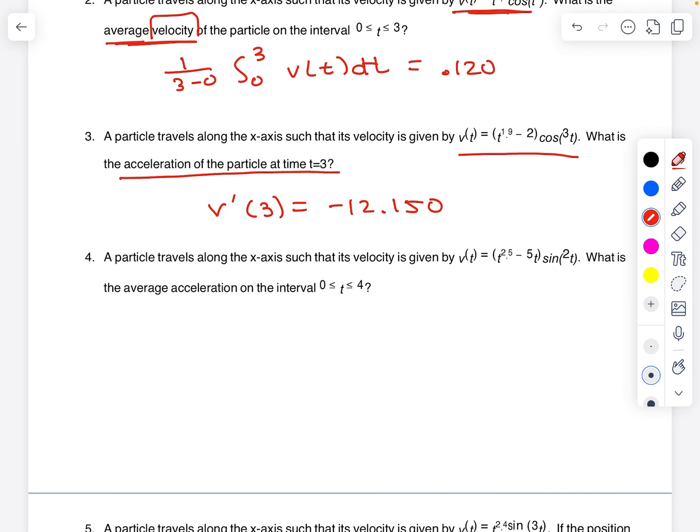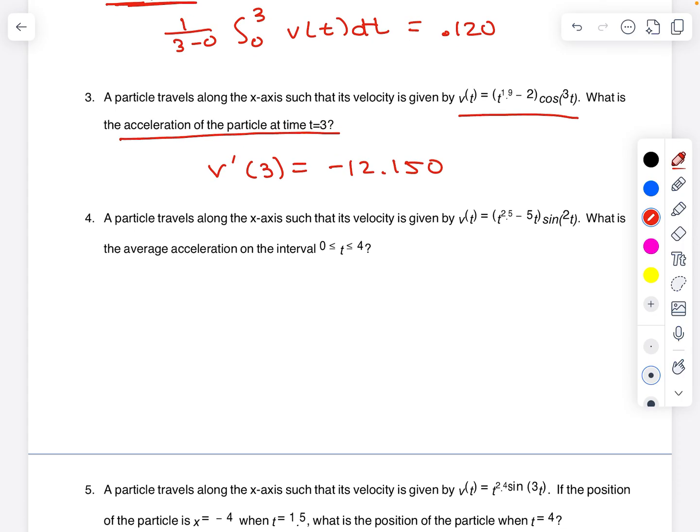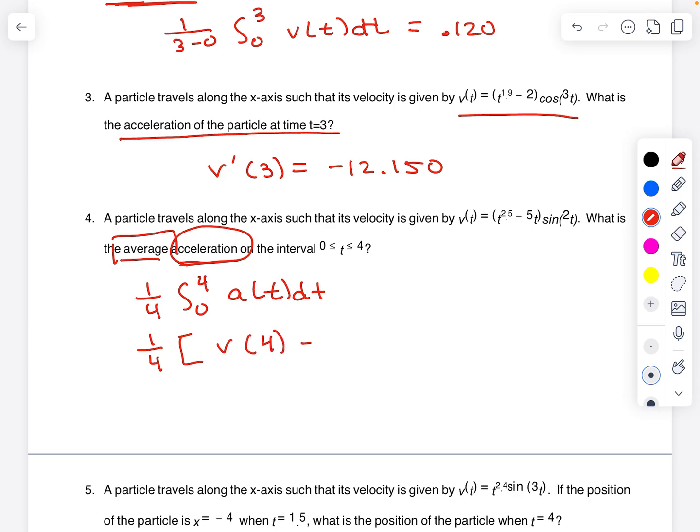Lastly, a particle travels along, sorry, not the last one. Particle travels along the x-axis such that its velocity is given. I want average acceleration. Okay, so again, there's that word average. So I'm thinking 1 over 4 from 0 to 4. And this is what you're going to integrate. So I need that acceleration function. Okay, well, I don't have the acceleration function, but I do know how to take the antiderivative acceleration. You're only given velocity. It's the velocity at 4 minus the velocity at 0, right? The antiderivative is velocity. We plug in the upper bound, plug in the lower bound, and then you can go ahead and punch the numbers in your calculator.